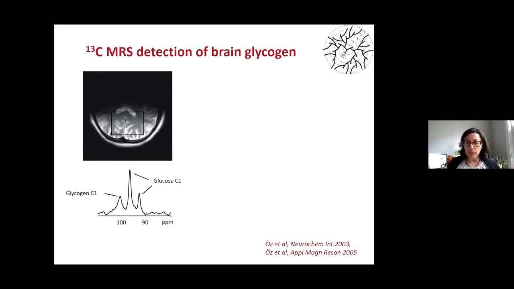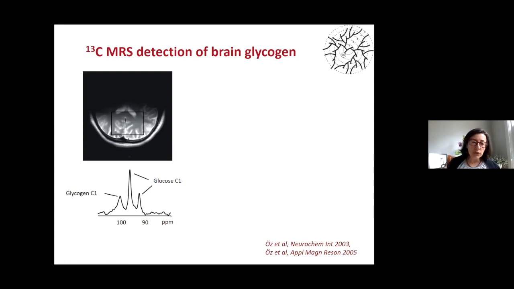I should say these experiments really are not widely available. Our team in Minnesota has so far been the only team who has done this kind of work in human subjects to look at glycogen and glycogen turnover using MR spectroscopy. So this is from our 4 Tesla work.